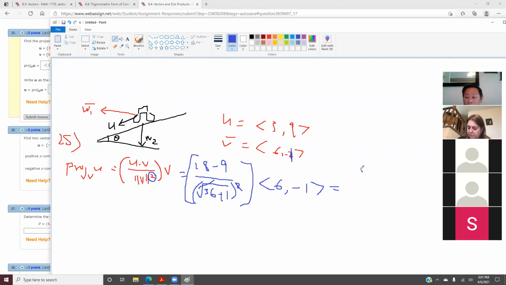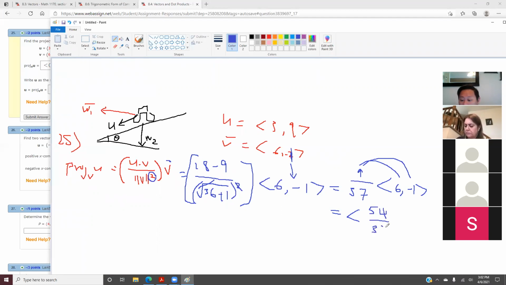So 18 minus 9 is 9. This is 37. And then this is 6, -1. This is the vector V that I have. Some of you are wondering where I get this number. This is the vector V that we have. And then you just distribute this 9/37 over there. So this is almost calculator stuff. That will be 54, 9 times 6 is 54. So 54 over 37 and -9 over 37.